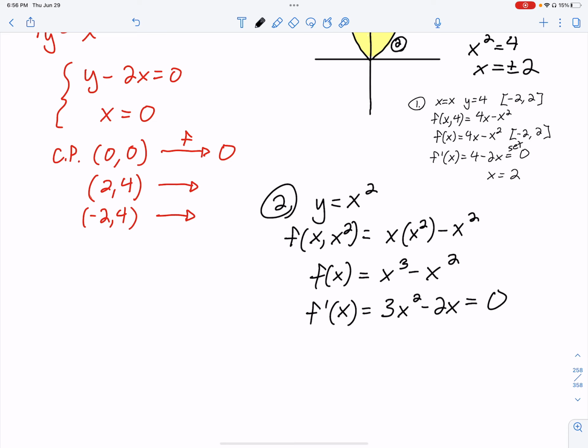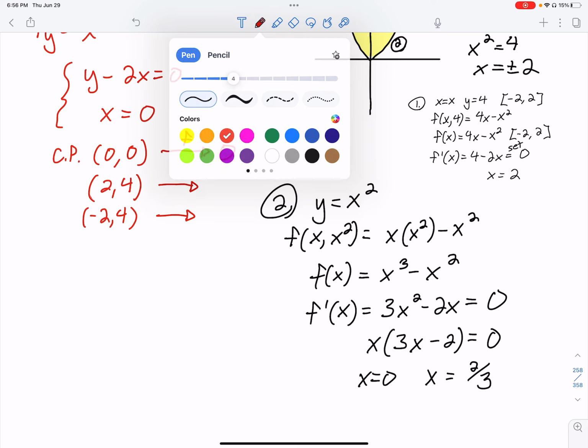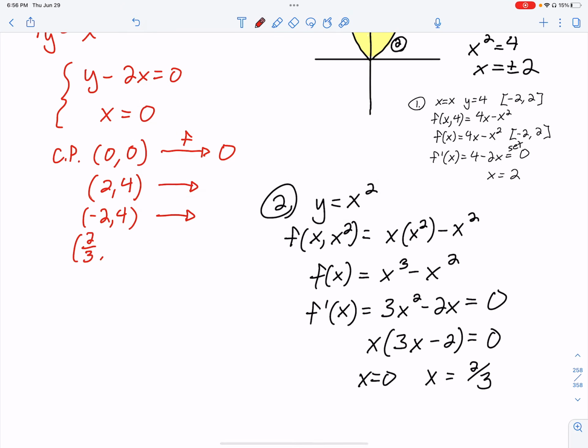I set it equal to 0 and solve. Notice there's an x in each one of these, so we get two values. We have a product there. I get x equals 0 and x equals 2/3. I already have x equals 0. The other point I'm going to need is x equals 2/3. How we get our y is from here. y is x squared, so y is going to be 4/9. So I need to find the function value for that as well. All right, that covers everything.